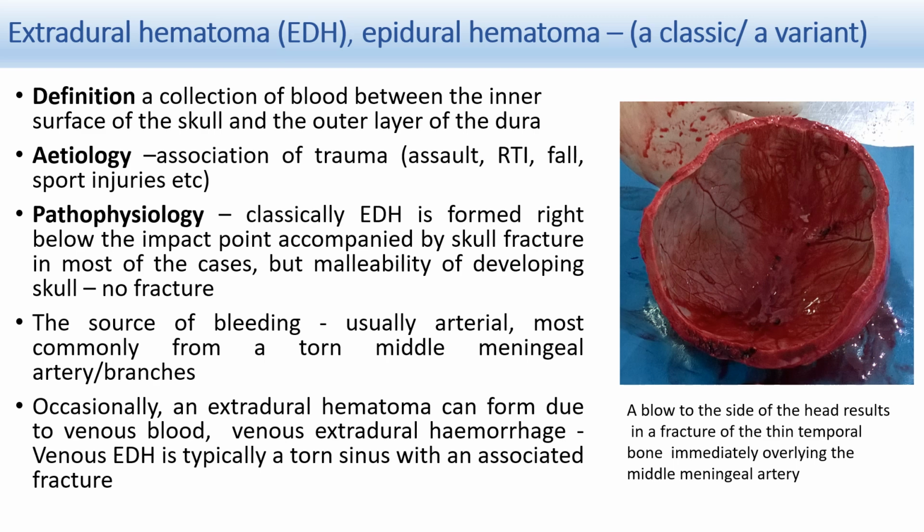What is the source of bleeding? Usually it is arterial, mostly with a torn middle meningeal artery or its branches. As you can see here in the picture to the right, you can see the grooves for the branches of the middle meningeal arteries. If there is a fracture like this, what will happen to the associated artery? That artery also gets damaged, causing extradural hemorrhage. However, there may be venous extradural hemorrhages as well due to torn sinuses.